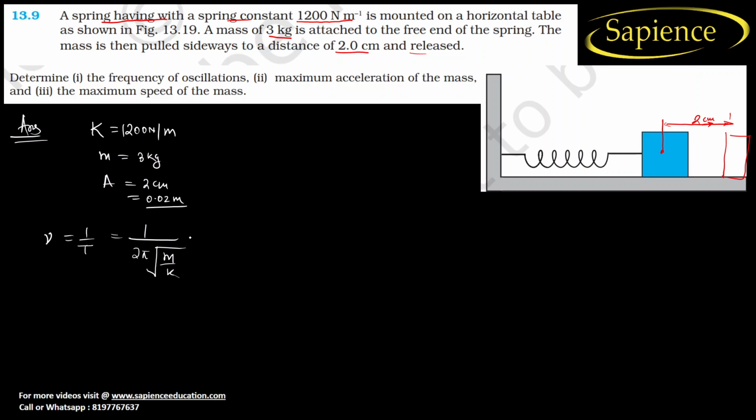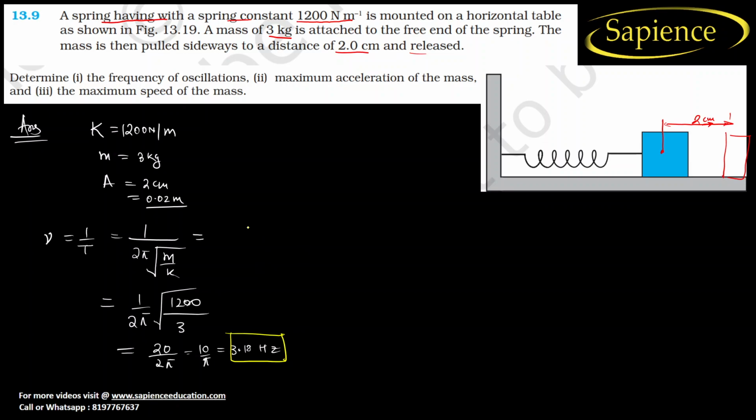So we need to put the values here. It will be 1 by 2 pi root under k by m. So k is 1200 divided by 3, so this will be 400. So root 400 means 20 by 2 pi, so this will be 10 by pi. This will be 3.18 hertz. This is the required result for the frequency. So our frequency is 3.18 hertz.